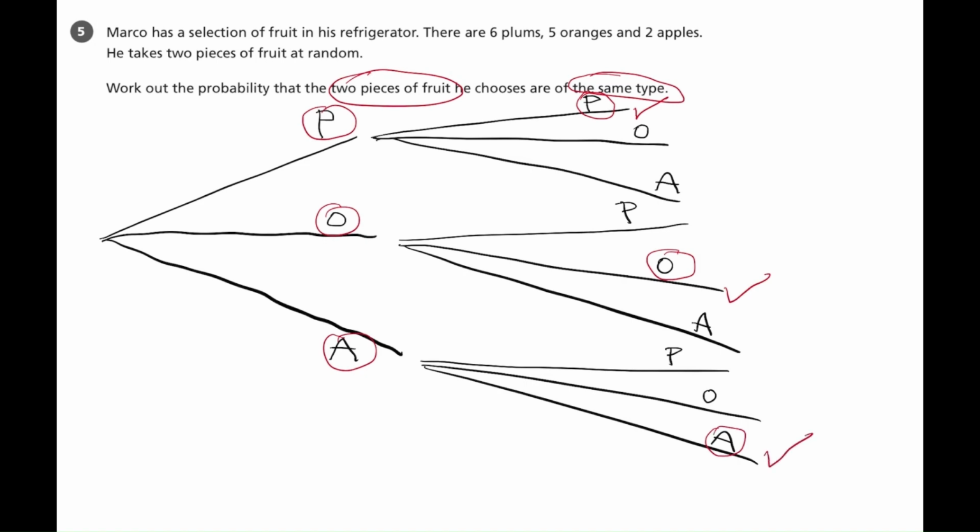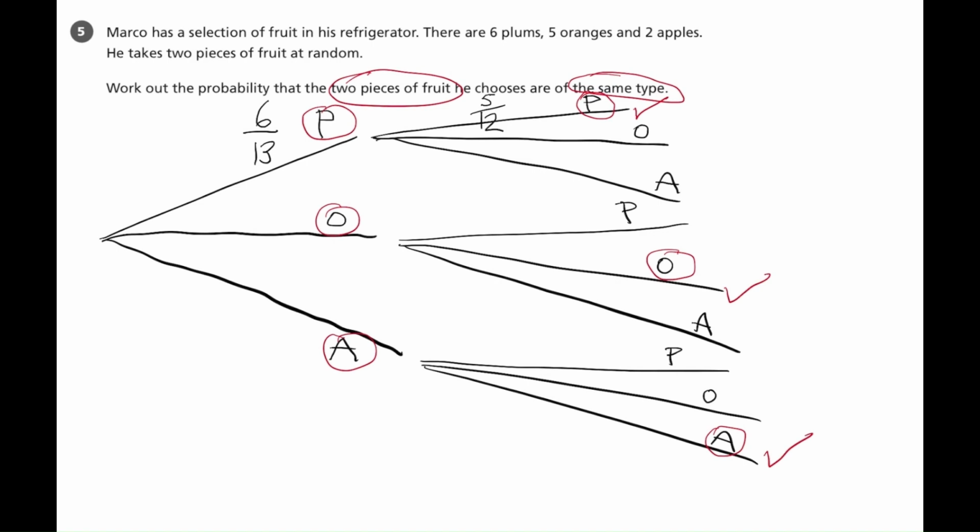We now need to write down the probabilities on the branches, just the ones we need. So, to begin with, we have 13 pieces of fruit. 6 of those are plum, so we have a 6 out of 13 chance of taking a plum. If a plum is removed, we have 5 plums left, and there are 12 pieces of fruit. So the probability of a plum is 5 out of 12.